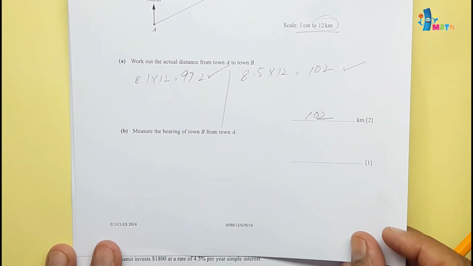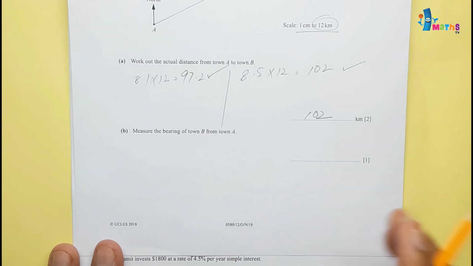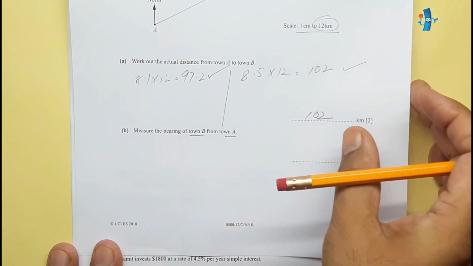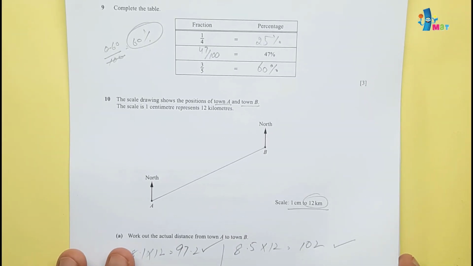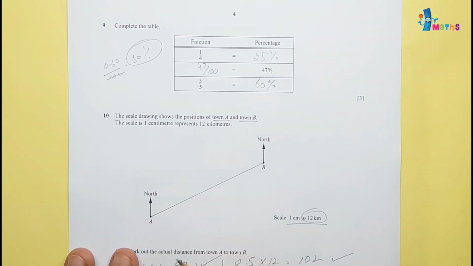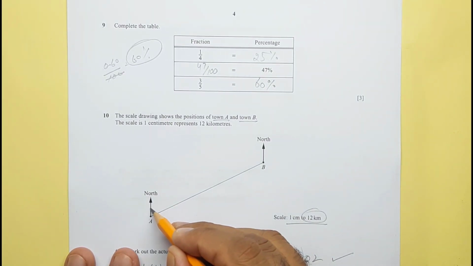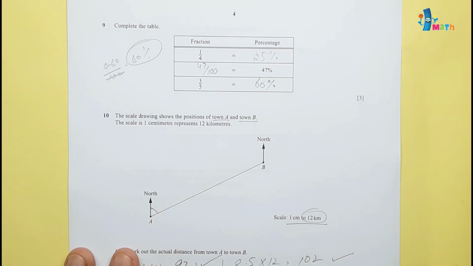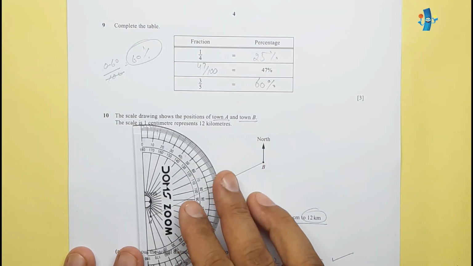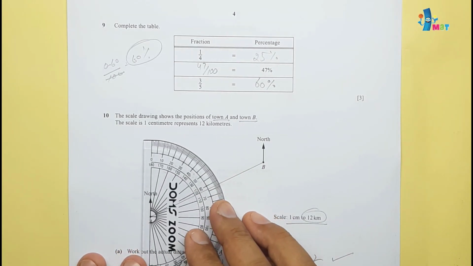So measure the bearing of town B from A. Bearing of town B from A will be this angle. This angle we have to measure. So measurement we can make like this one.